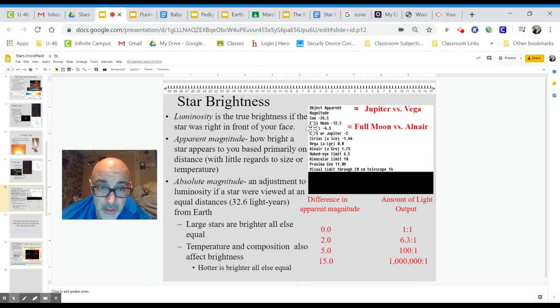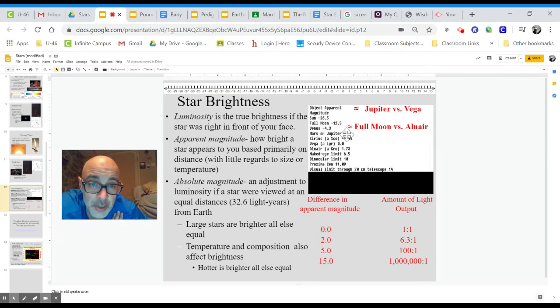So what we need to do is take a look at what information is presented. So we have here object apparent magnitude, Jupiter versus Vega, and apparent magnitude of full moon versus El Nair. We look at this chart information down here, the difference in apparent magnitude, which we will calculate based on how it would appear on a number line, and then how that difference in apparent magnitude determines the amount of light output differences among the different objects, again, from our view on Earth.